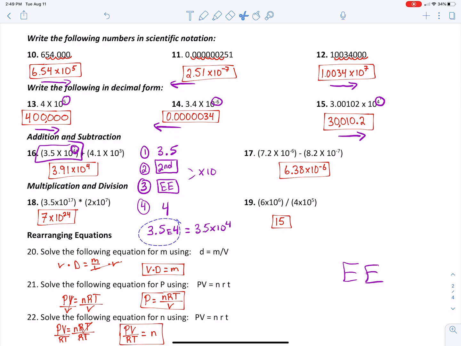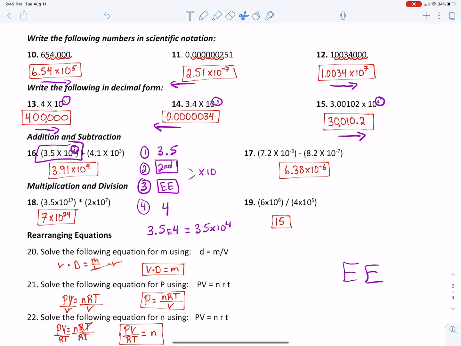All right, if I was typing that in my calculator and I was putting in 3.5 multiplied by 10 with a little caret raised to the fourth, you're going to have to use parentheses. I don't want you guys to have to do that, so please do it my way. It makes it so much easier.